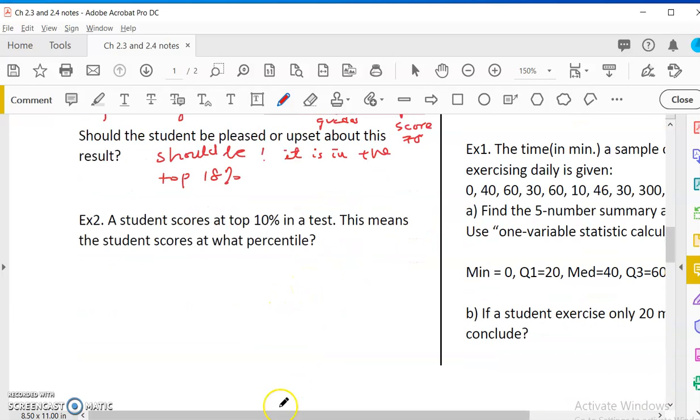Example 2, if a student scores in the top 10%. If you want to look at the top 10%, that means this is your score, and the top 10% including your score constitutes 10% of all the people. So what percentile would this be? If you're at the top, that means you have high values. If you're in the top 10%, you're at the highest 10% of all the grades. That means you're better than 90%, so 90% are less than that score.